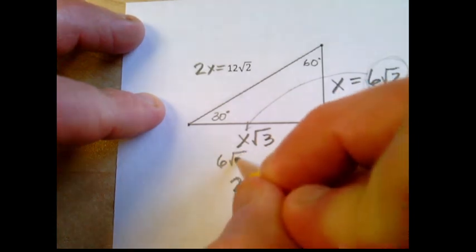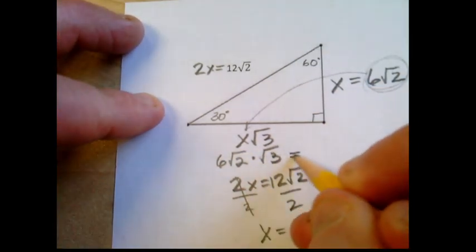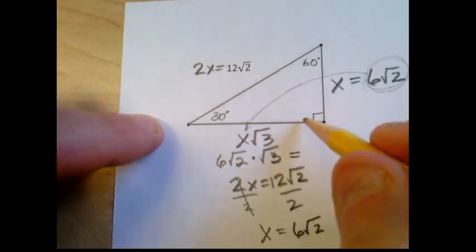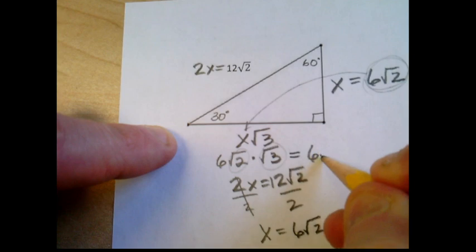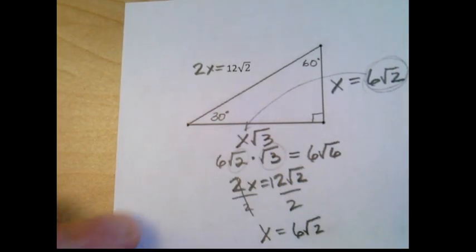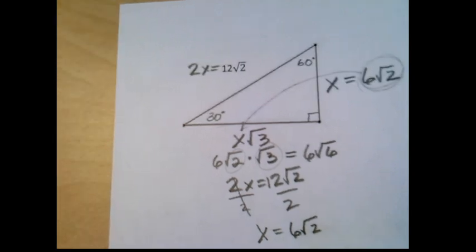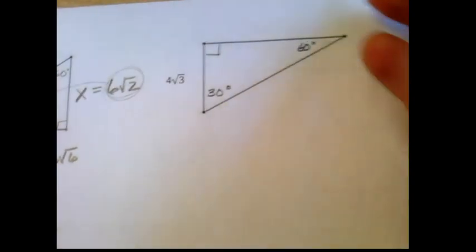Well, here's x, and x is multiplied by radical 3. So what is this side length here? If we take square root of 2 times square root of 3, you get the square root of 6. So therefore, this longer leg is going to be 6 square root 6. I know that's a little different looking than what we've had. All right, let's look at this next one.